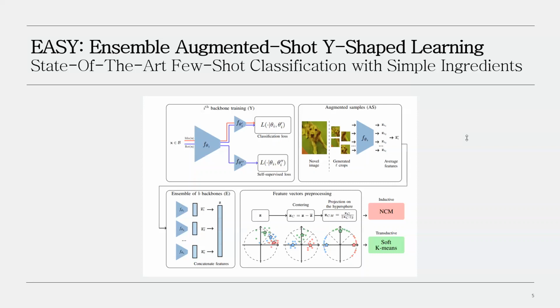So this is pulled from the paper that shows their 5-step. So we have backbone training, which is the Y in EASY, the augmented samples, which is the AS in EASY, and then the ensemble of backbones, which is the E in EASY. And then finally, you just have some pre-processing, and then we can do 2 different types of classification. So let's get into it.